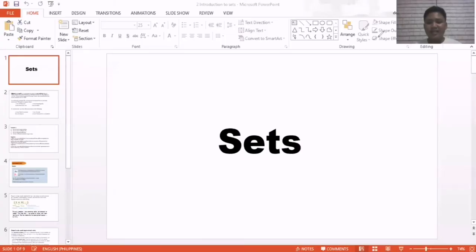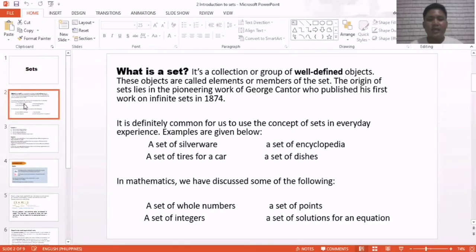Hello everyone. In this video, we're going to discuss the introduction to sets. So let's define first what is a set. It is a collection or a group of well-defined objects. These objects are called the elements or members of the set.